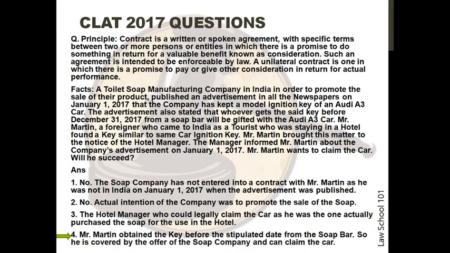Facts. A toilet soap manufacturing company in India, in order to promote the sale of their product, published an advertisement in all newspapers on January 1st, 2017, that the company has kept a model ignition key of an Audi A3 car. The advertisement also stated that whoever gets the said key before December 31st, 2017 from a soap bar will be gifted with the Audi A3 car.